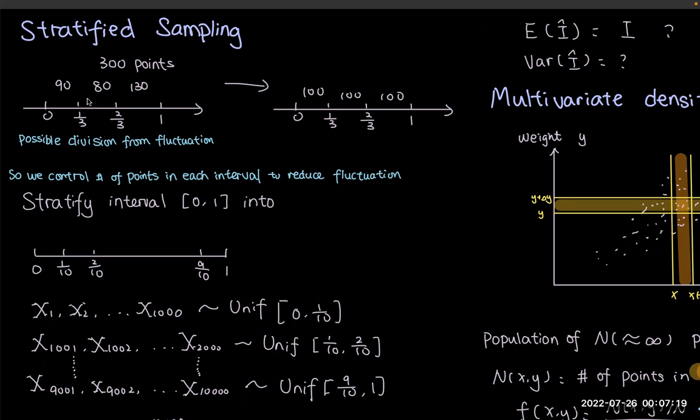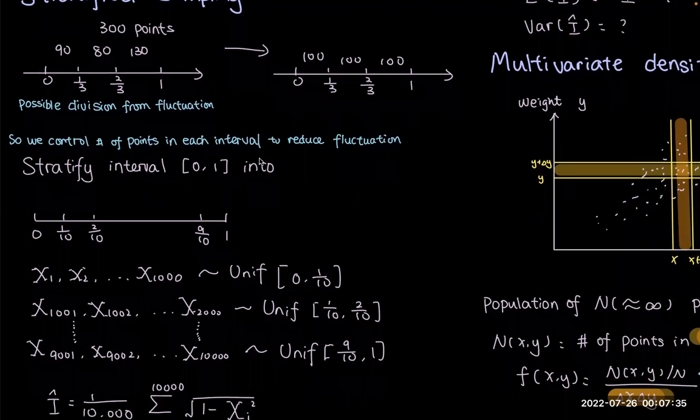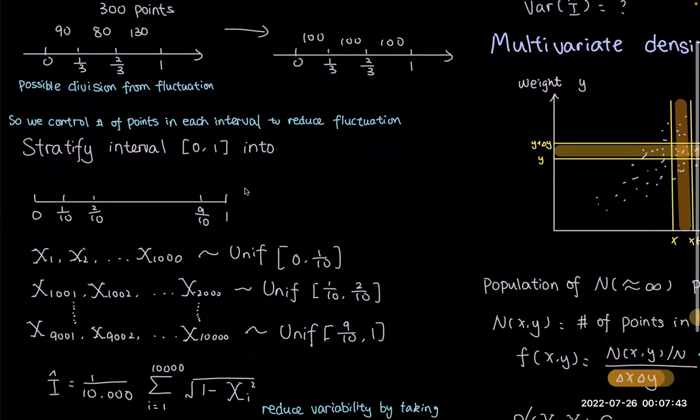So in total, you have 300 points. But if you want to avoid the fluctuation in this number, supposedly you should have 100 points here, 100 points here, 100 points here. So this is the idea of stratified sampling. You just control the number of points in each interval. You use the expected number so that you can reduce the fluctuation.